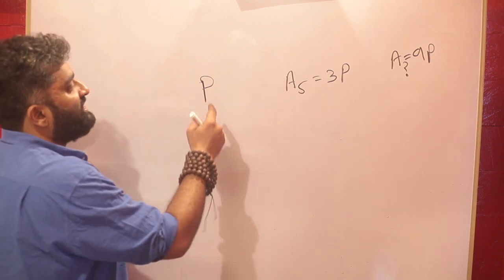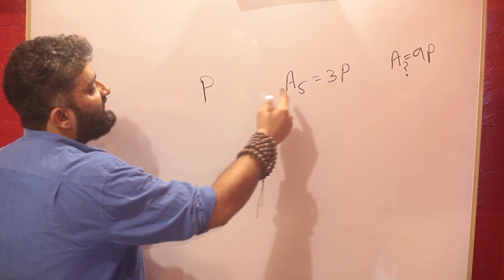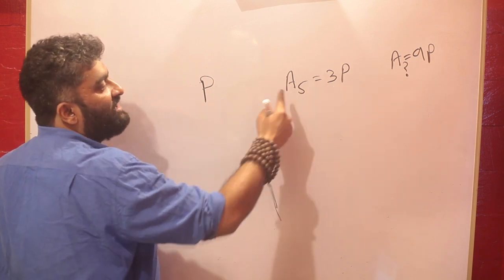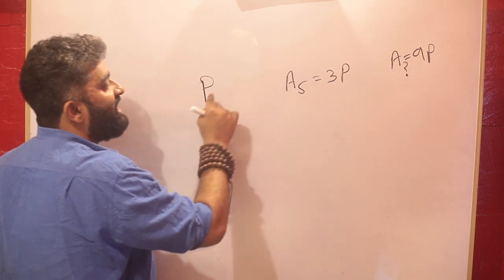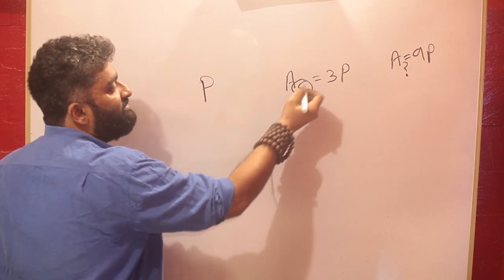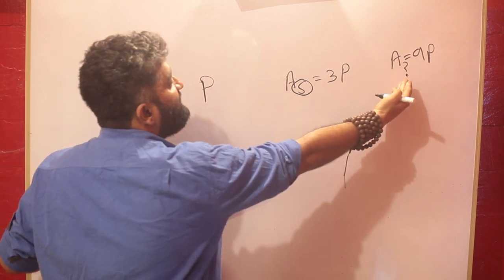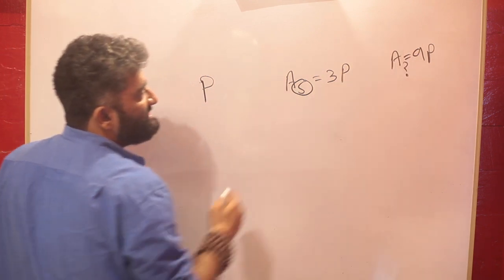So the question is, there was some amount deposited and the amount became 3 times the original amount after 5 years, right? That means you have the amount, you have the principal, you have the time, the rate is missing so far. And the question was, in how many years will it become 9 times the principal, right?